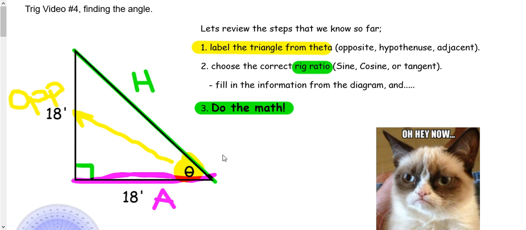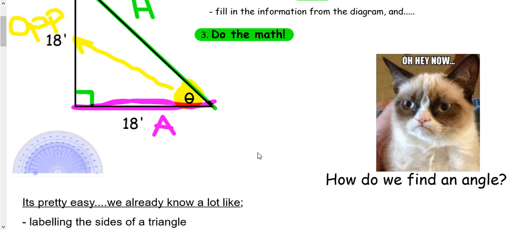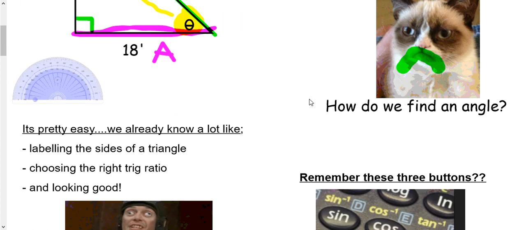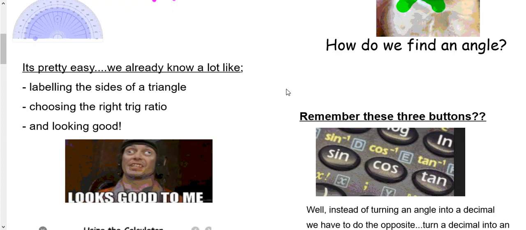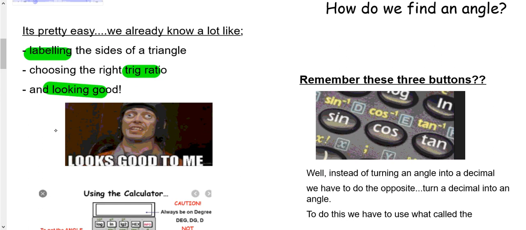Okay? Now look at Grumpy Cat. How do we find the angle? This guy's just so grumpy. He's like me without coffee. Well, that's what we're going to find out. It's pretty easy. We already know a lot, like labeling sides, choosing a trig ratio, and looking good. That was my old math teacher, okay?